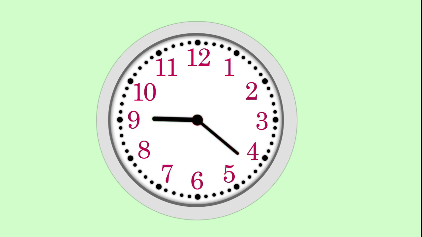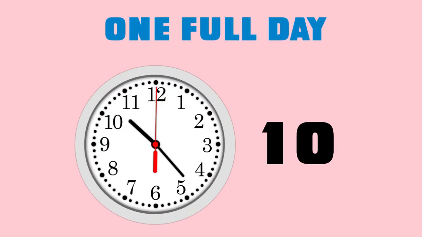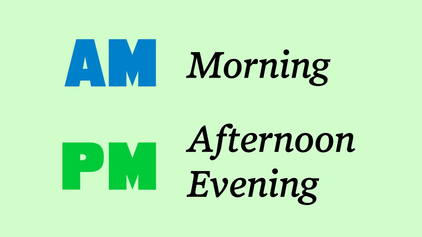The numbers on the clock are the hours. We say 1 o'clock, 2 o'clock, 3 o'clock, 4 o'clock, 5 o'clock, 6 o'clock, 7 o'clock, 8 o'clock, 9 o'clock, 10 o'clock, 11 o'clock, 12 o'clock. After 12, the clock starts again at 1. But in one full day, we have 24 hours, not just 12. So sometimes we say AM for the morning and PM for the afternoon and evening.